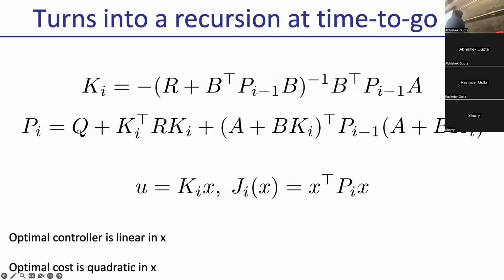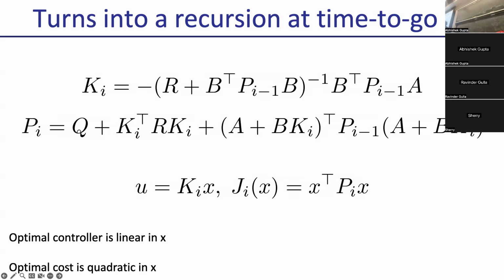And in this system, your controller at any time step is linear in the state, and your cost to go is quadratic in the state, right? And you can get these KIs and PIs through this recursive equation. So the last time step, your PI is going to be Q, right? And your action is going to be 0. That's your base case. And then every step before that, you're just going to go backwards. And you're going to iteratively use this equation for KI and this equation for PI. And so KI is your gain, PI is your cost to go coefficient, right?